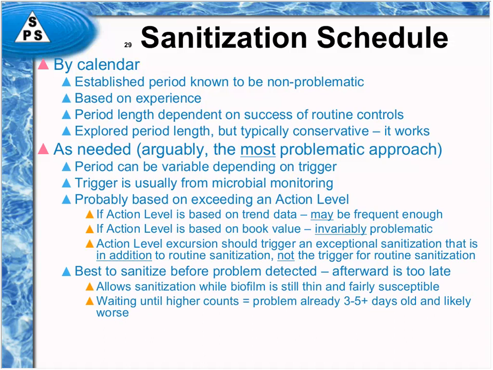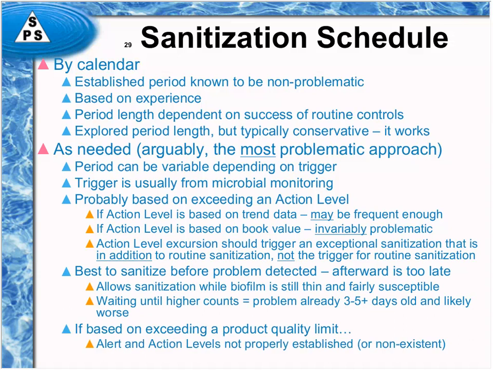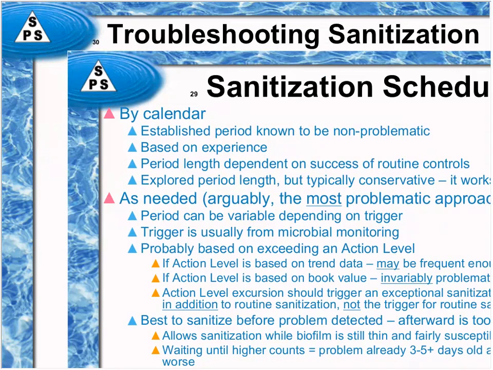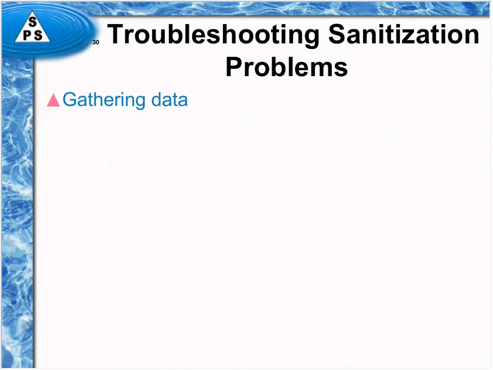If you wait longer, and remember, the microcounts don't take but 3 to 5 or more days before you actually get a number from after when you actually collected your sample, and so the biofilm has grown even more than is represented by your plate counts. So if you're basing your sanitization on this exceeding of a product quality limit, that means that your action and alert levels are really not properly established, or you don't even have them. And the system is well out of control. That means probably shutting down the system, and your profitability clock is just ticking away as you try to solve this problem.